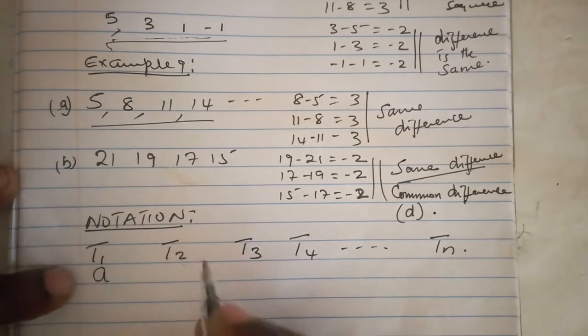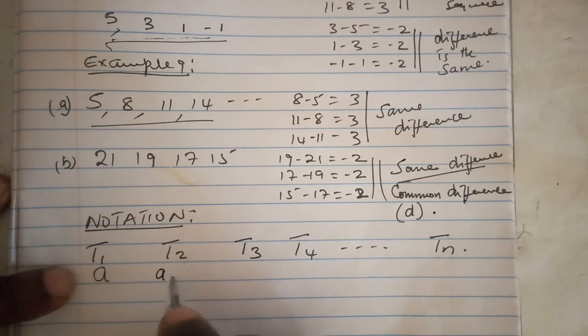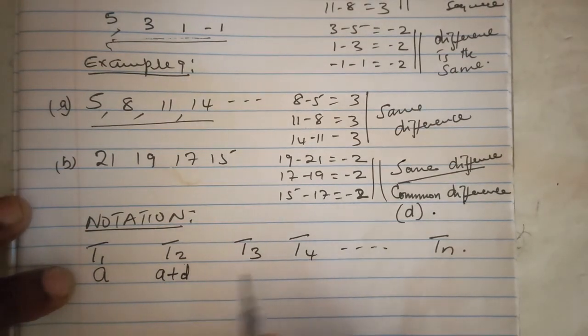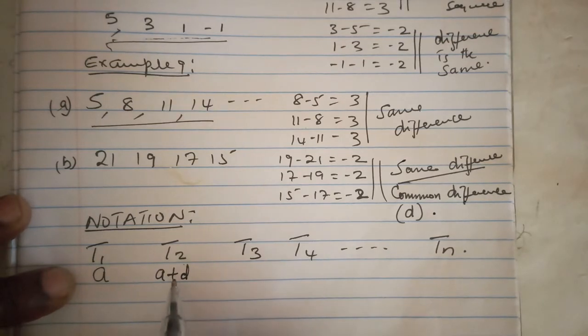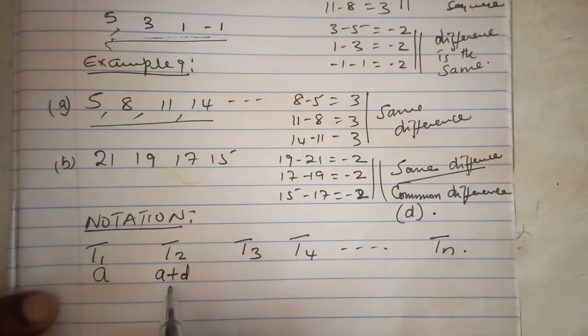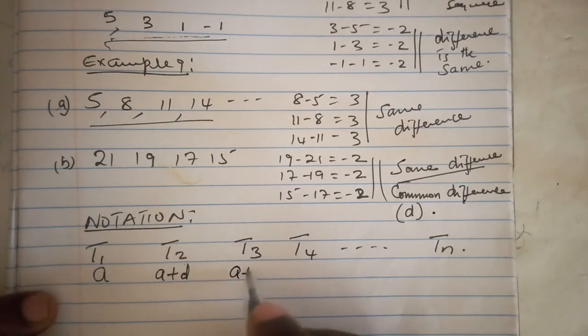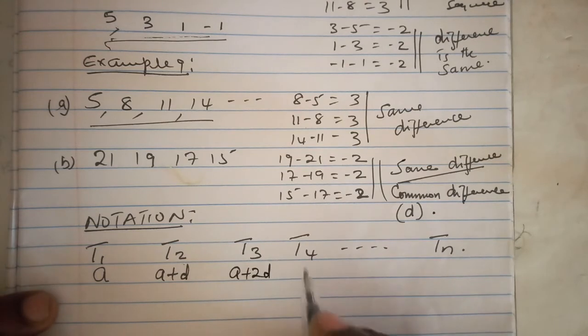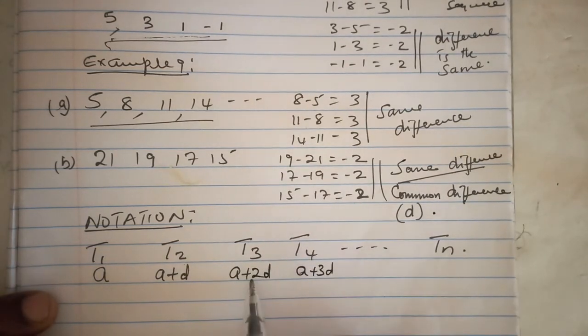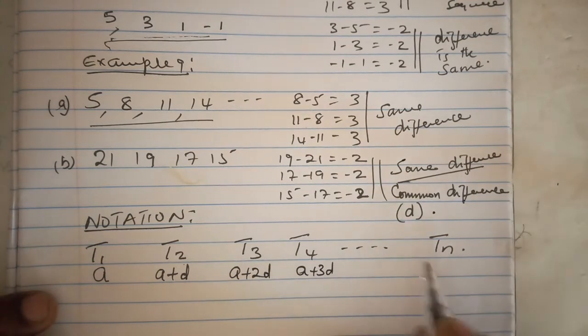So to get to term 2, we can only talk about it as a plus d. And because the difference is common, from term 2 to term 3 is term 2 plus the common difference, which is a plus d, which is a plus 2d. And this one is a plus 3d, because term 3 plus d.